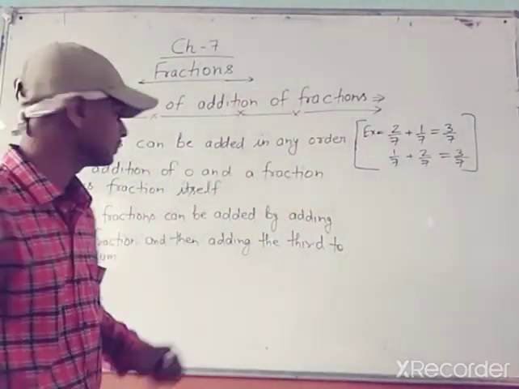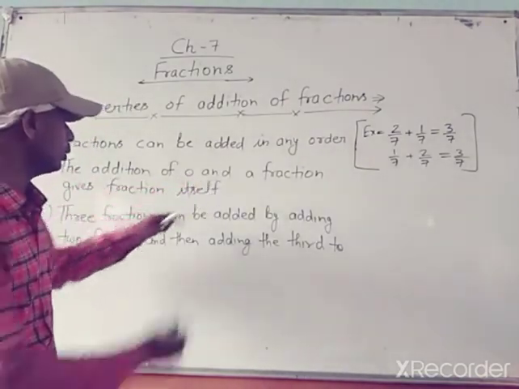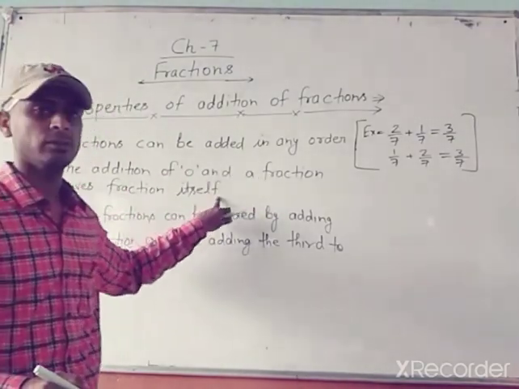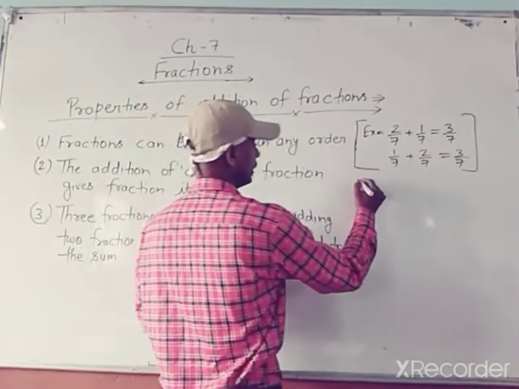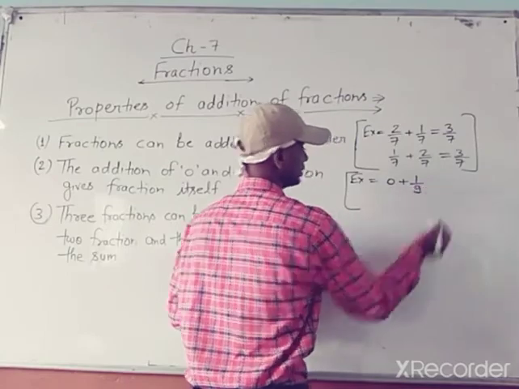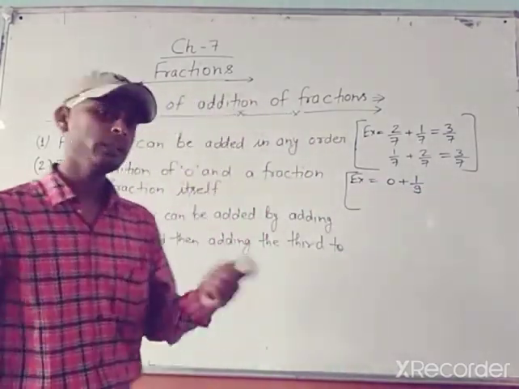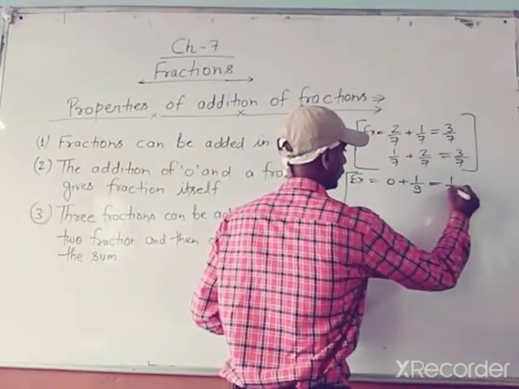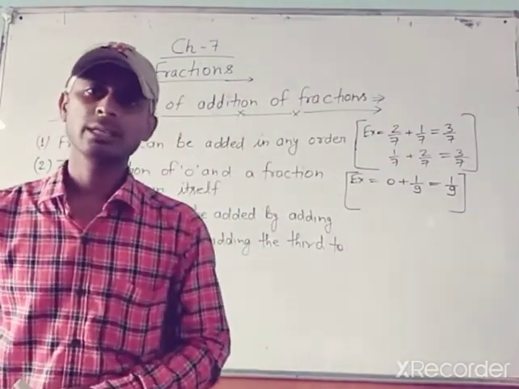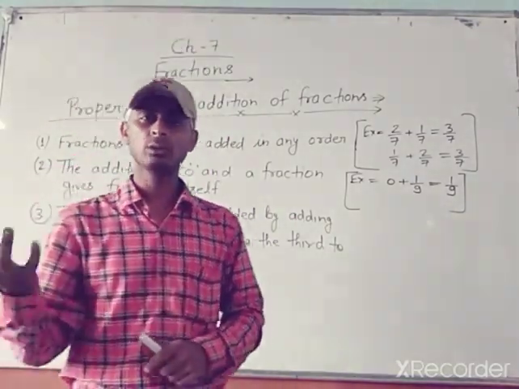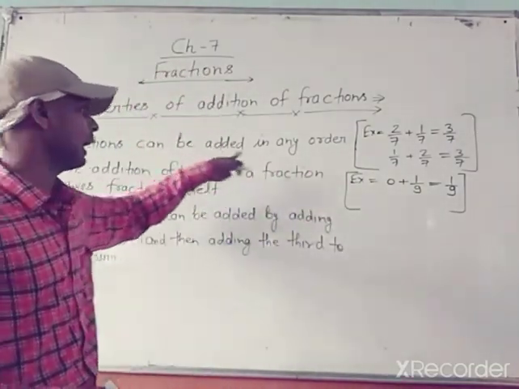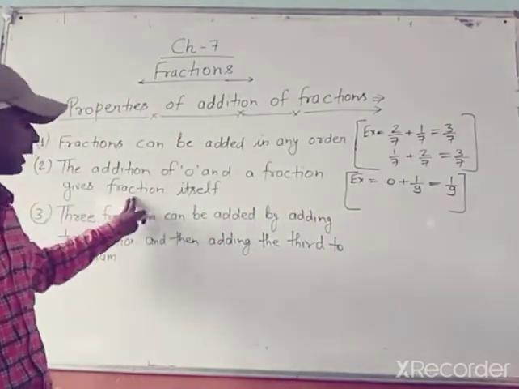Now the second property: the addition of 0 and a fraction gives the fraction itself. It means if you add 0 to any fraction, 0 plus 1 by 9, then the result is the fraction itself. See, 0 plus 1 by 9 is equal to 1 by 9. Same like whole numbers, 0 plus 2, 2, 0 plus 9, 9. Similarly, in fractions, if you add 0 and any fraction, then you will get the fraction itself.